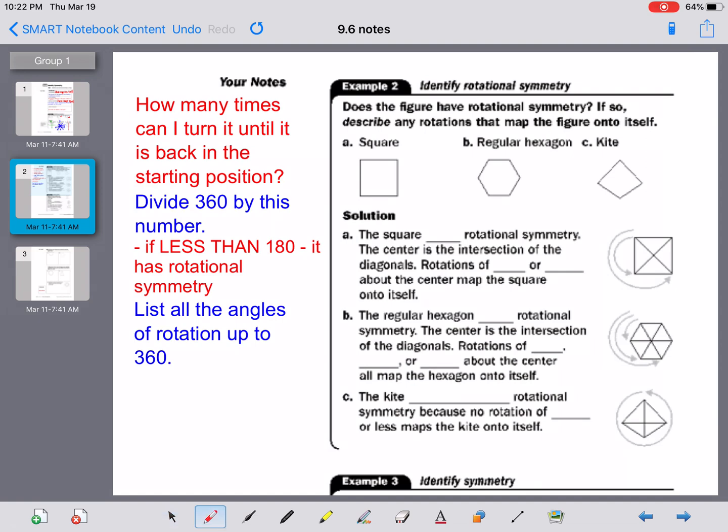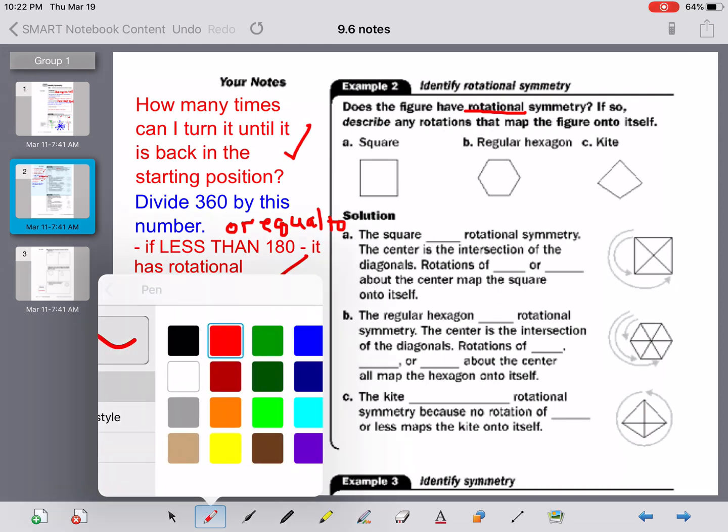So we're going to start here with rotational symmetry. And rotational symmetry, if you can see in the margin, I gave you some notes. You're going to ask yourself, how many times can I turn it until it's back in the starting position? If it's less than 180, or I should put or equal to, because it could be exactly 180, then it has rotational symmetry. So that's the key. Can I turn it exactly 180 or less, and it still looks like itself? Then it has rotational symmetry.